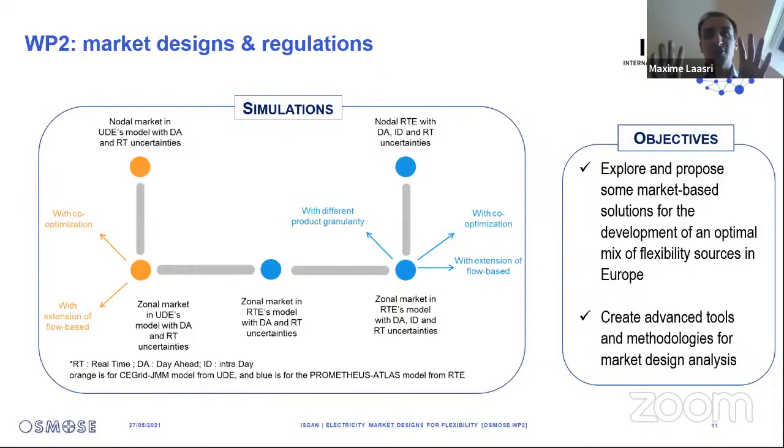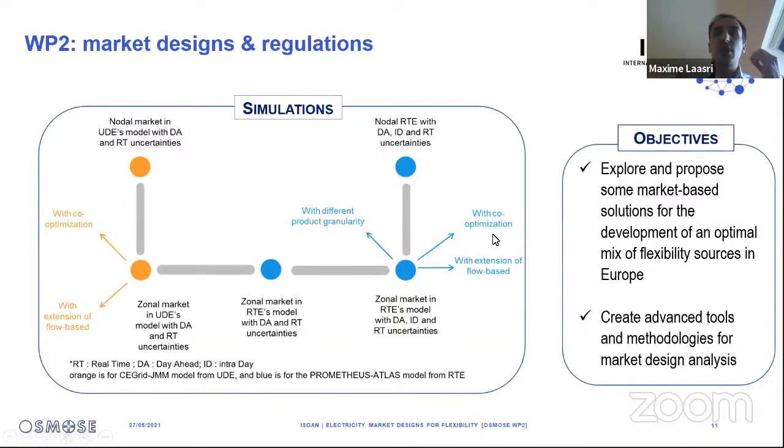But the core important thing of this work package is summarized in this diagram, and it's the quantitative simulations that we intend to do within the work package 2 of this project. So we really want to base some recommendations or analysis on quantitative simulations and quantitative assessments. So that's what we are trying to do here.